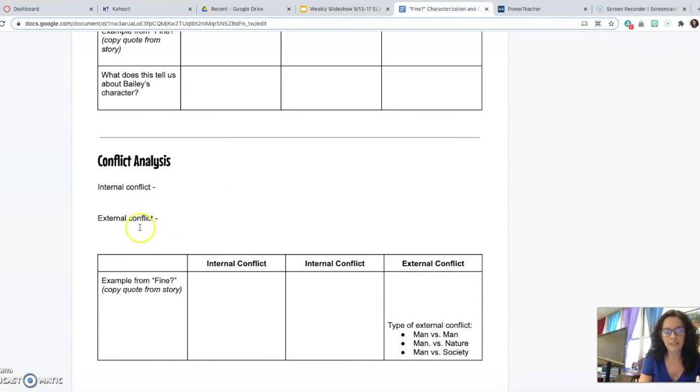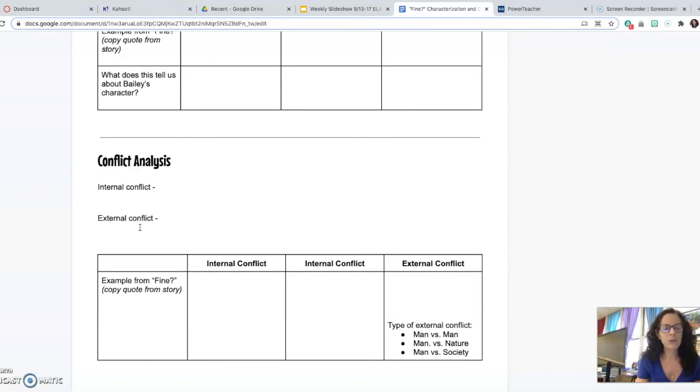External conflict is when you have a conflict between a character and something outside of their head. So a character and another character, a character and something in nature, or a character and a group of people like society.